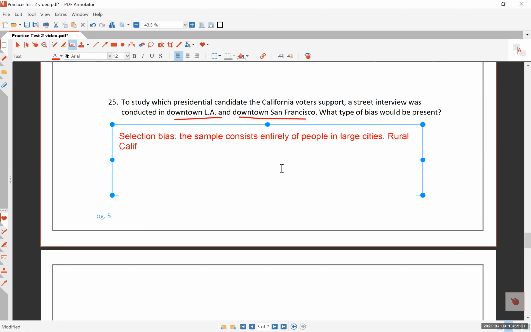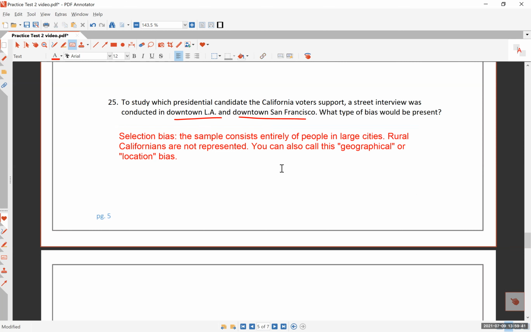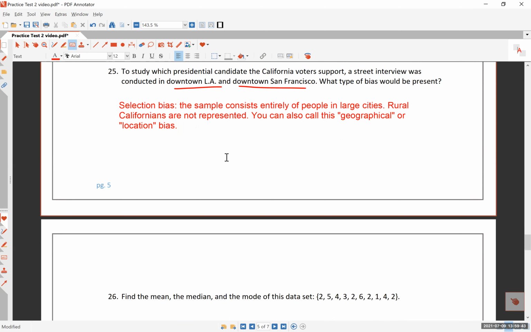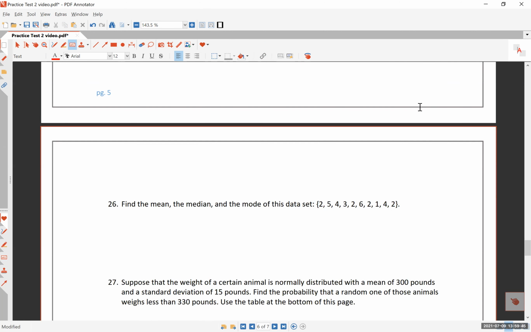Rural Californians are not represented here. You can also call this location or geographical bias. Typically, these are more specific types of bias as opposed to selection bias. Okay, so the last few questions will be on the next part of this video.